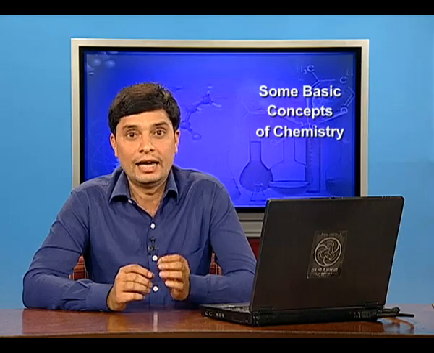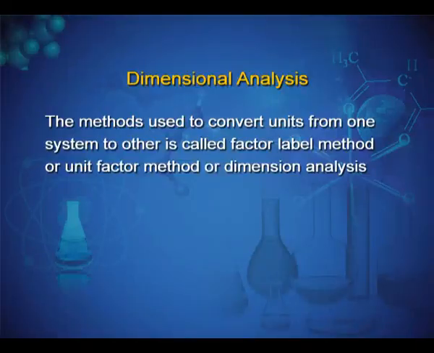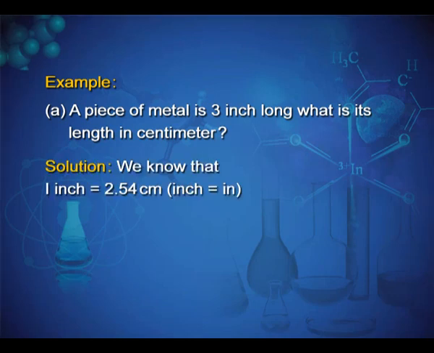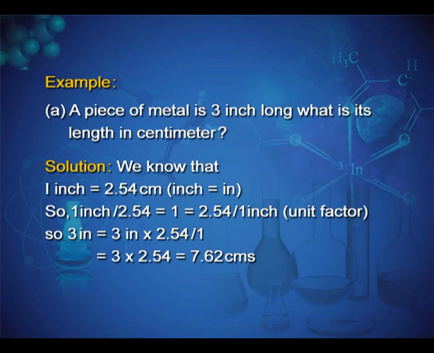Now the next topic is dimensional analysis. The method used to convert units from one system to another is called the factor label method, unit factor method or dimensional analysis. Example, a piece of metal is 3 inches long. What is its length in centimeters? We know that 1 inch is equal to 2.54 centimeters. So the conversion will be 3 into 2.54 is equal to 7.62.